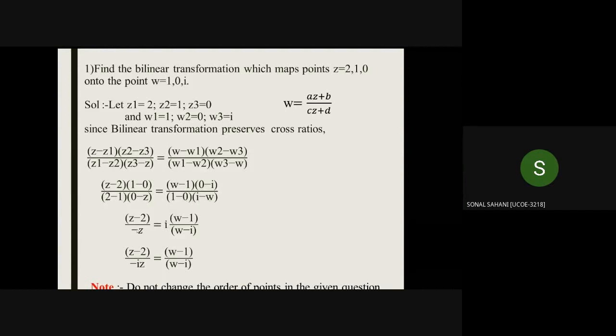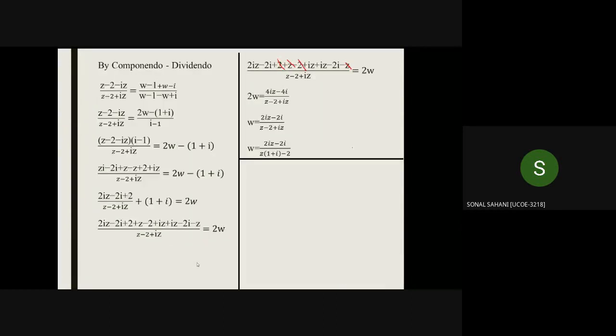Solving each of the brackets, we get (z minus 2) upon minus z equal to i into (w minus 1) upon (w minus i). Now taking i on the left hand side, we get (z minus 2) upon minus iz equal to (w minus 1) upon (w minus i). Next slide, please. By using componendo and dividendo on the left hand side and the right hand side, we get (z minus 2 minus iz) upon (z minus 2 plus iz) equal to (w minus 1 plus w minus i) upon (w minus 1 minus w plus i).